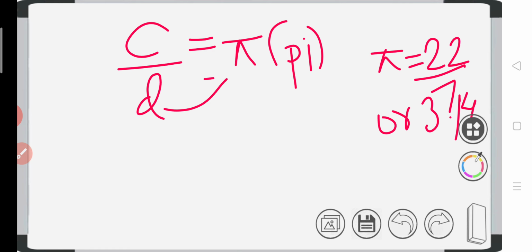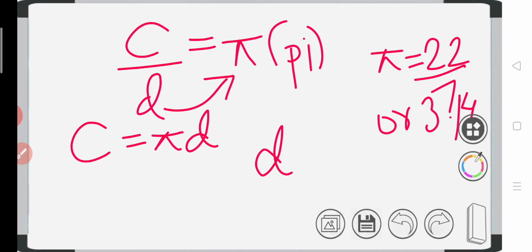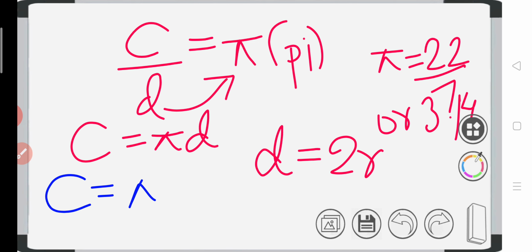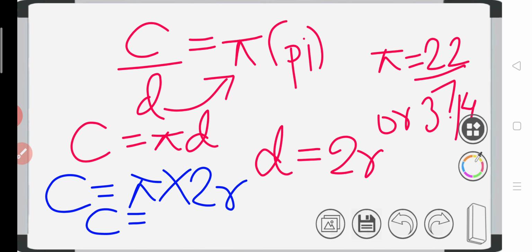Now you can cross multiply it, so you will get C is equal to pi D. You know that diameter is double of radius, so in place of diameter you can write pi into 2r. Now it can be arranged and you can write like this, C is equal to 2 pi r.